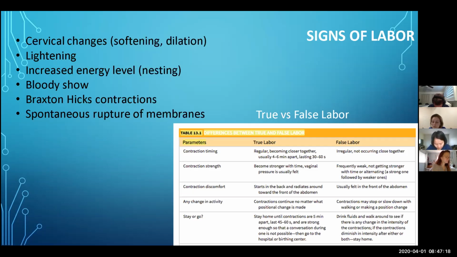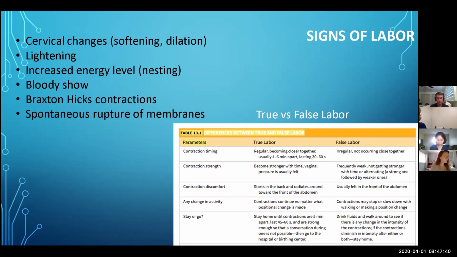We have an increased energy level, or what is also known as nesting. Women have this extra stored up energy toward preparing for the baby to come home. She can do things like cleaning the house, cooking dinners, preparing the nursery, and spending time with other children. She just all of a sudden is very focused on preparing for this baby.